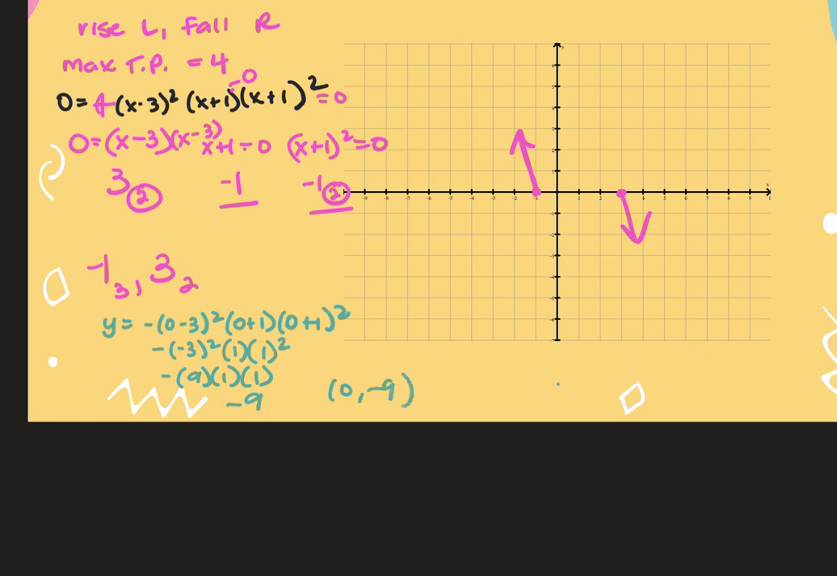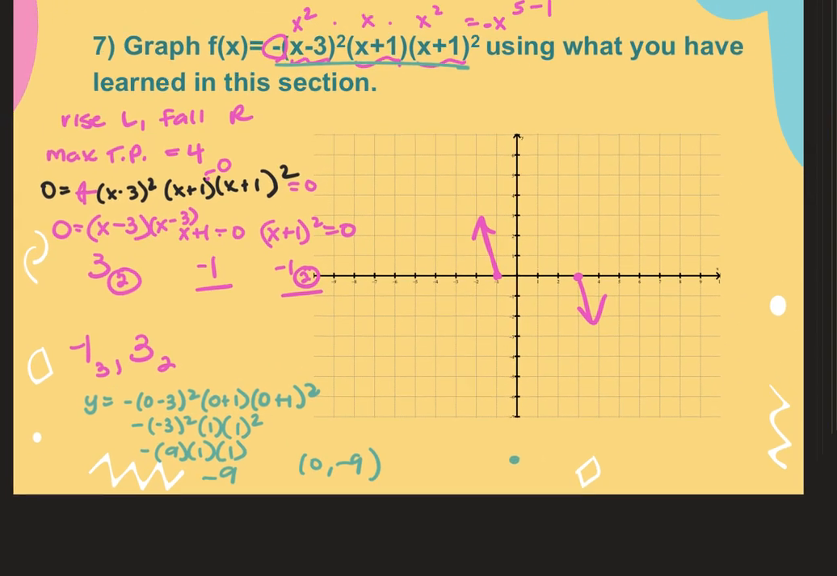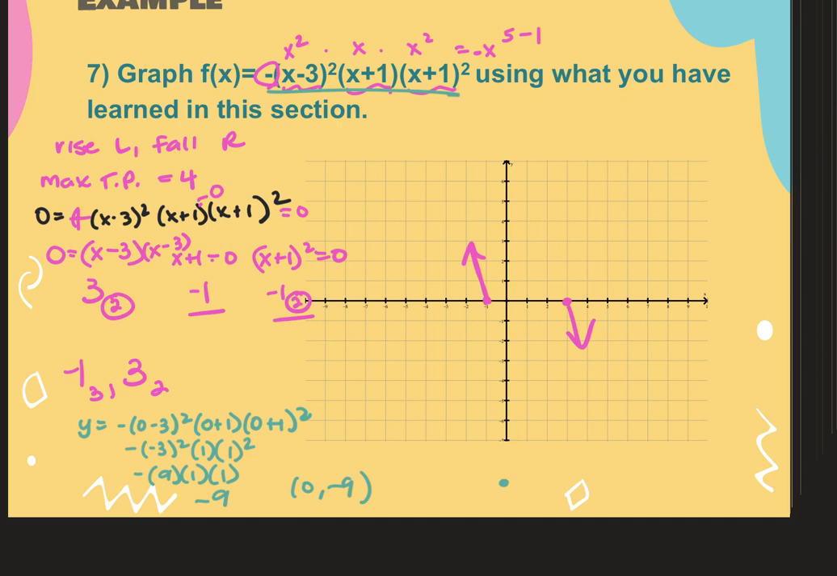So now I know it's going to come, it actually would go off the graph a little bit. And it's going to come all the way down. It has to turn around to come back up because it's going to have to bounce off this coordinate point because it's got a multiplicity of 2, and look something like that.